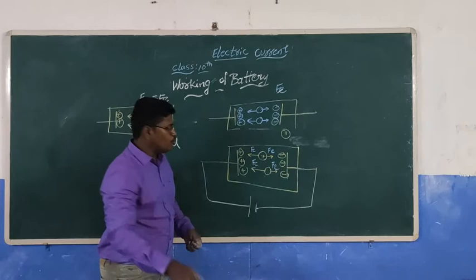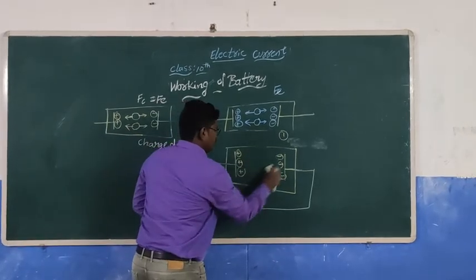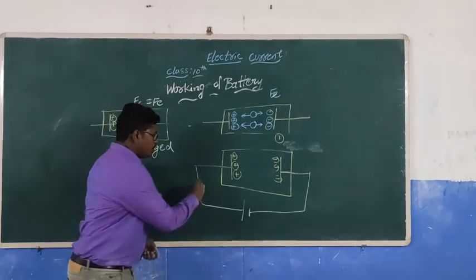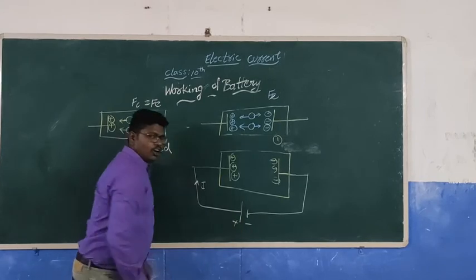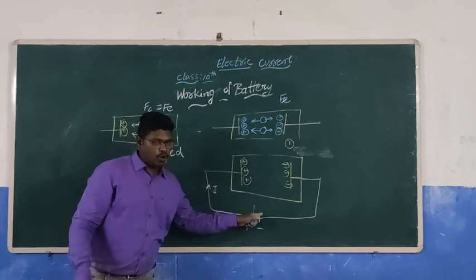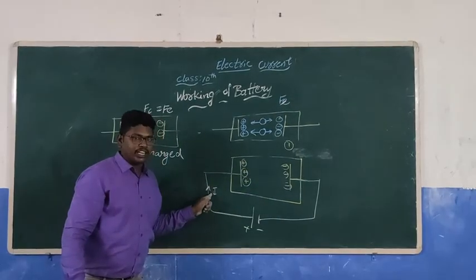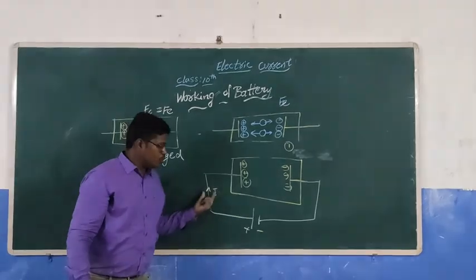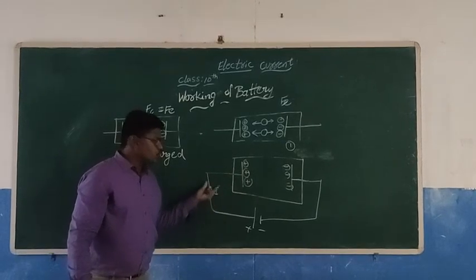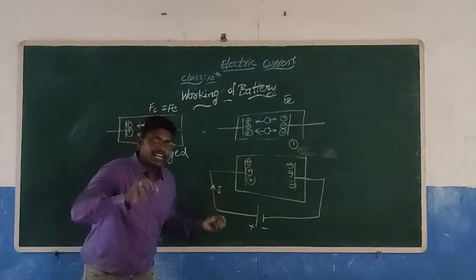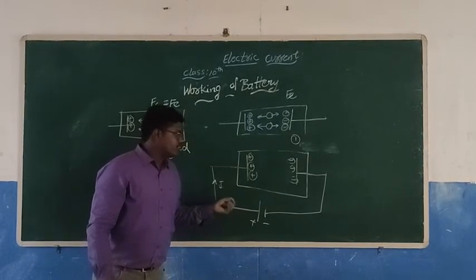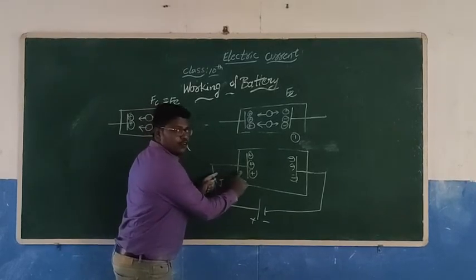Whenever we connect an external voltage source, this is a battery. For this battery I have connected an external voltage source. So current is flowing in this direction. You already know that electric current always flows from high potential to low potential. So this is the direction of current. This is a conductor. This is a battery. Whenever the current is flowing through this conductor, what are the charge carriers in a conductor? Electrons.